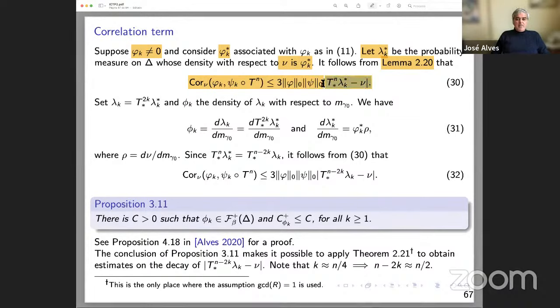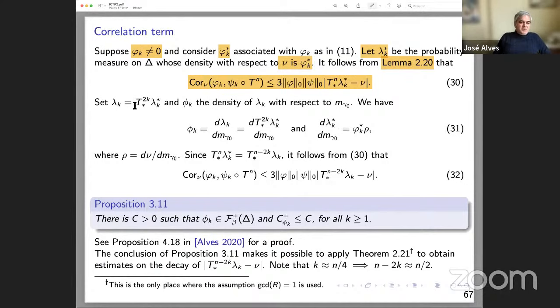You could tell me, now simply apply what we had, because we made some estimates on these terms. There's a theorem saying that if this term, which I'm highlighting here, decays polynomially fast, then the decay of correlations is polynomial, exponentially fast, exponential. The problem is that this density, phi k star, of lambda k star, is not sufficiently regular. So we need to make it more regular.